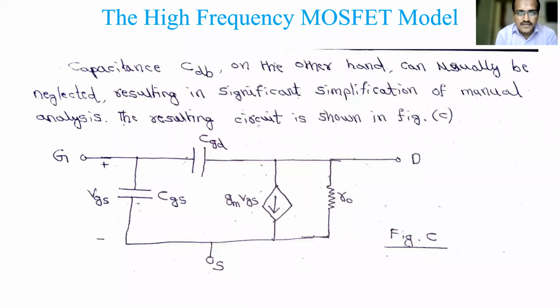Capacitance CDB. On the other hand, we have CDB in the previous figure, right? It can usually be neglected, resulting in a significant simplification of manual analysis of the resulting circuit. In figure B, we have considered CDB, and even that we have removed. So in the first case we had 4 capacitances, then we had 3 capacitances, and now we have only 2 capacitances, which are playing the major role in our analysis. That is the gate to source capacitance and the gate to drain capacitance.